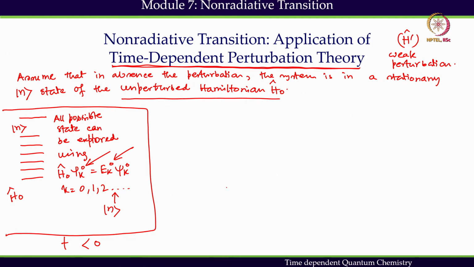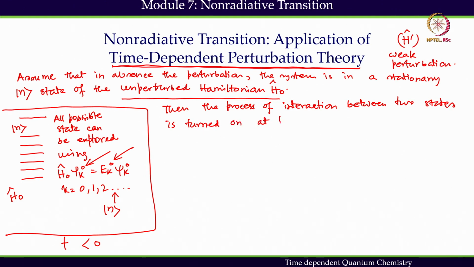Then the process of interaction between two states is turned on at t equals 0. And what are the two states? Here I have some states which are available. So the n state, and I'll erase all the other states, I do not need all these states, this was just for information.